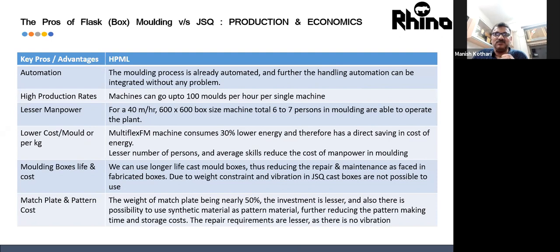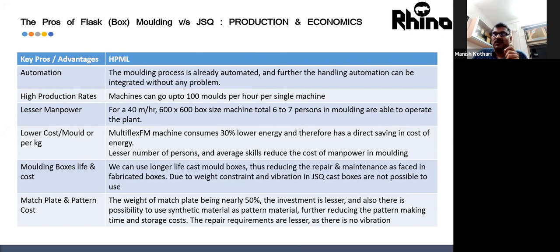Fewer people. For example, the plant which we have in Belgaum, I remember there are only 5 or 6 or 7 people in that foundry from moulding to casting removal. And they have a 500 kg furnace operating 10 to 12 hours. So the number of people required is much lower as compared to Jolt Squeeze, which reduces my cost of manpower. And because the machine has lower energy consumption, there's a small saving there. With fewer people, the net cost per mold or per kg is lower.